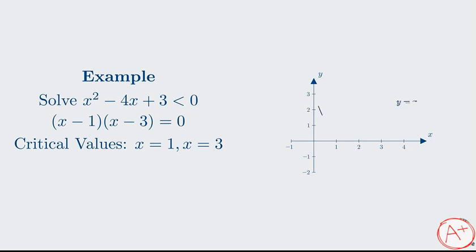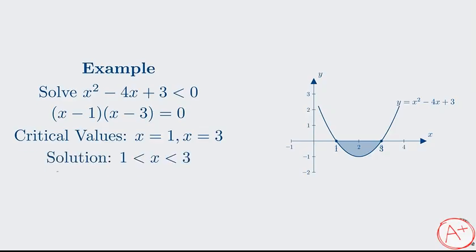Since the coefficient of x squared is positive 1, the curve is a U-shape. We are looking for where the expression is less than 0, meaning where the curve is below the x-axis. As you can see from the graph, the curve dips below the axis between x equals 1 and x equals 3. We express this as a single continuous inequality: 1 is less than x and x is less than 3. If the question asked for greater than 0, our answer would be the two separate regions, x is less than 1 or x is greater than 3.